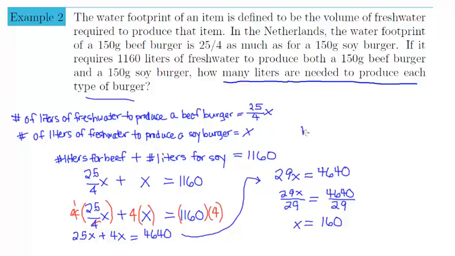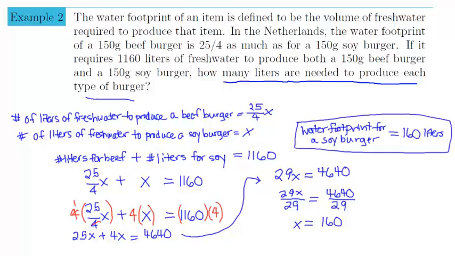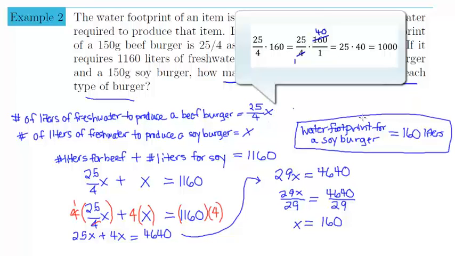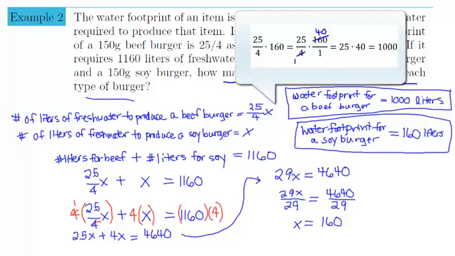160 was the water footprint for soy, the number of liters of water required to produce a soy burger. So the water footprint for a soy burger is 160 liters. And then we go back and we have to find the number of liters for the beef burger. So we'll write down the water footprint for the beef burger. And so we'll take 25 fourths times 160, and that will give us the following. The water footprint of a beef burger is 1,000 liters, which we obtain by taking 25 fourths times 160.